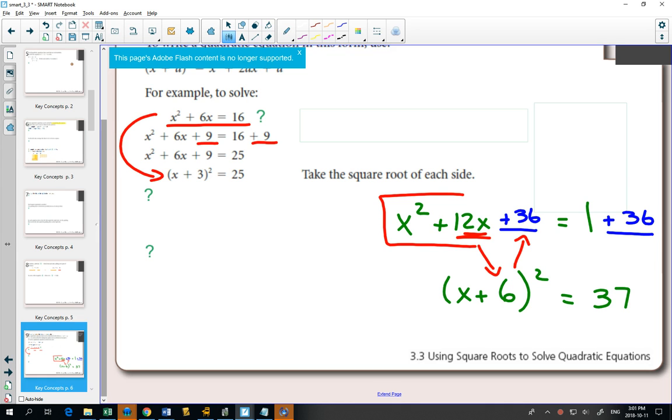Well, once we have something as a perfect square, we can get rid of the square by square rooting. And so we can solve this one now by square rooting both sides. And you get two answers. One of them will be negative 6 plus the square root of 37, and the other one would be negative 6 minus the square root of 37.